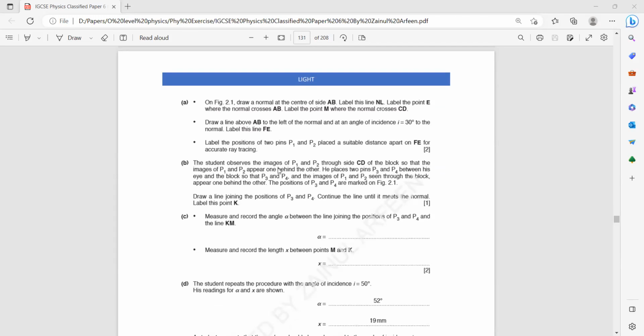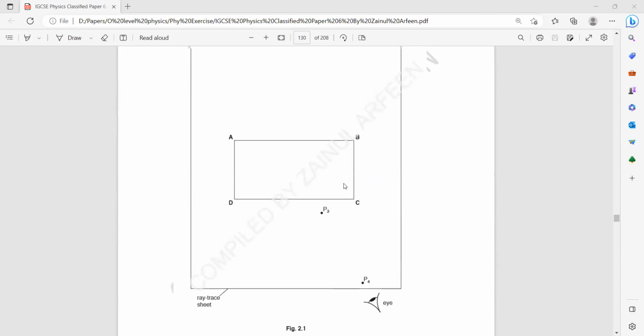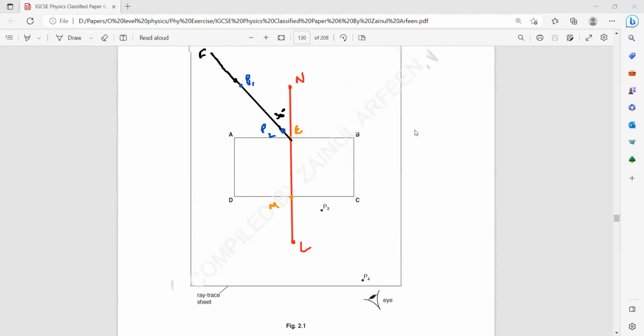A student observes the images of P1 and P2 through the side C and D, so that the image of P1 appears one behind the other. And he places two more pins, P3 and P4. Draw a line joining P3 and P4 and continue until it meets the normal, and label that as K. So we have to draw a line which is joining P3 and P4, like this is P3 and P4.